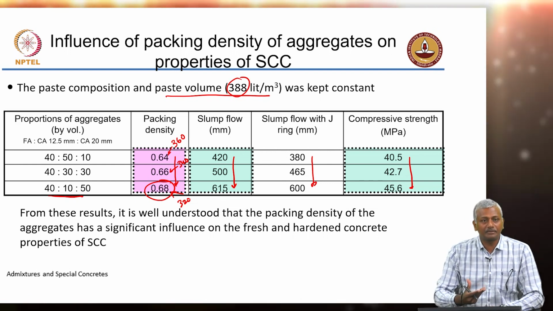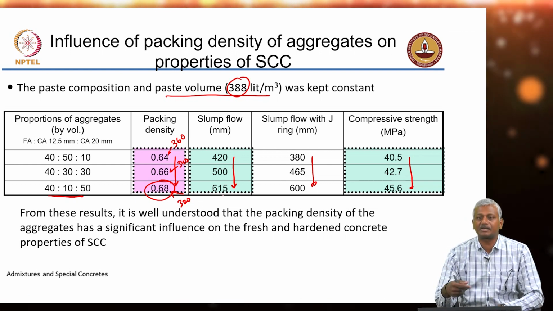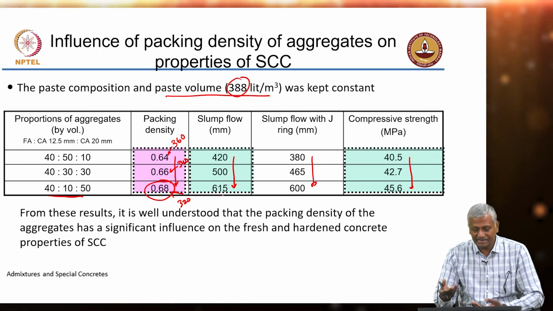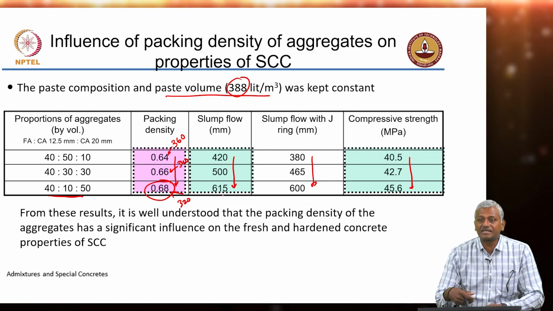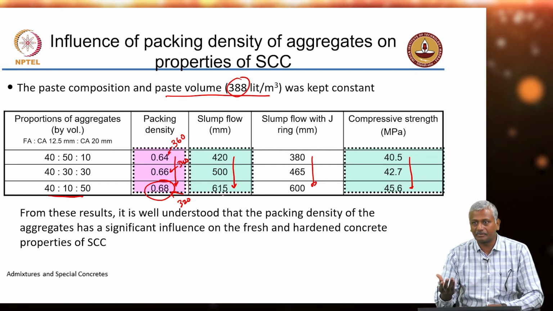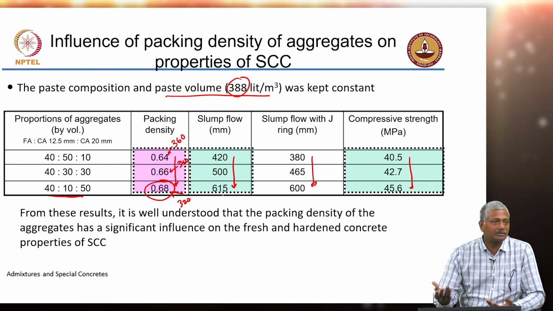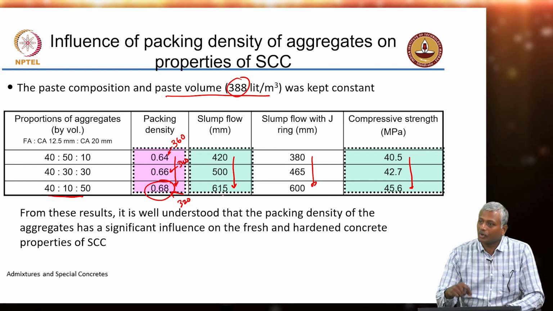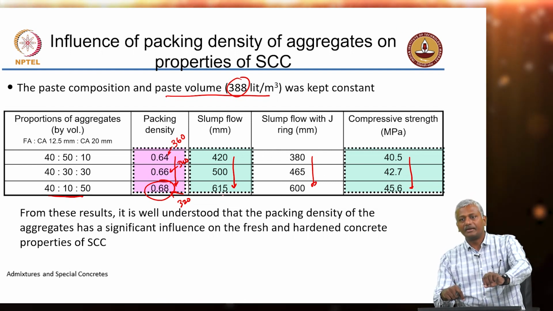So, what is happening? In the first case, I have only 28 liters extra paste available. In the second case, I have 48 liters extra paste available. In the third case, I have 68 liters extra paste available. More paste, more flowability.